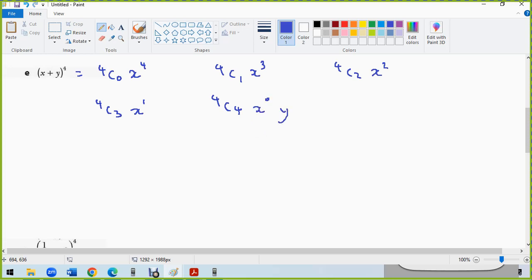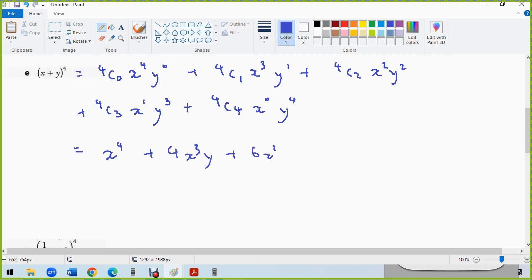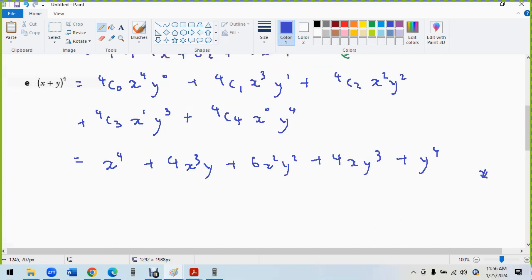Okay. Then we have the y power 4, y power 3, y power 2, y power 1, y power 0. So this will be the answer. So it's x power 4 plus 4x power 3y plus 6x squared y squared plus 4xy cubed plus y power 4. So this will be the answer.